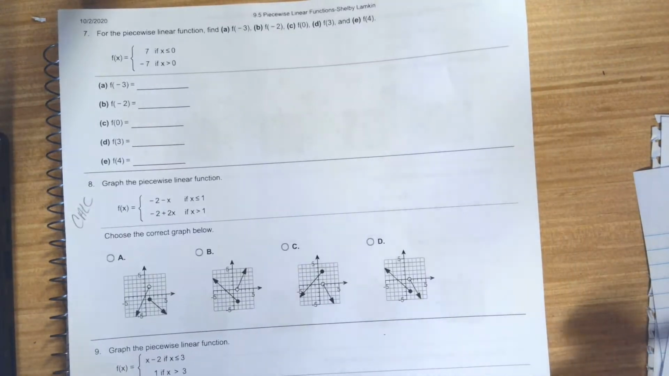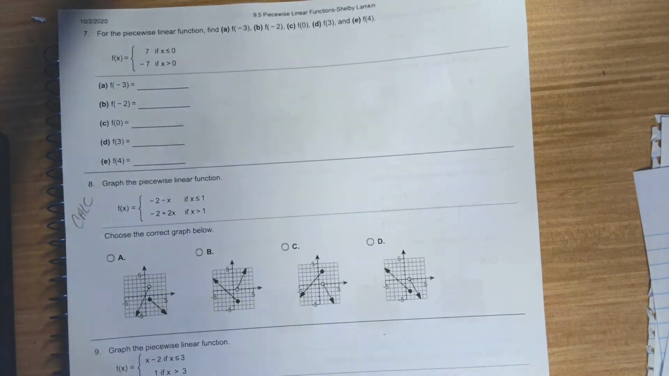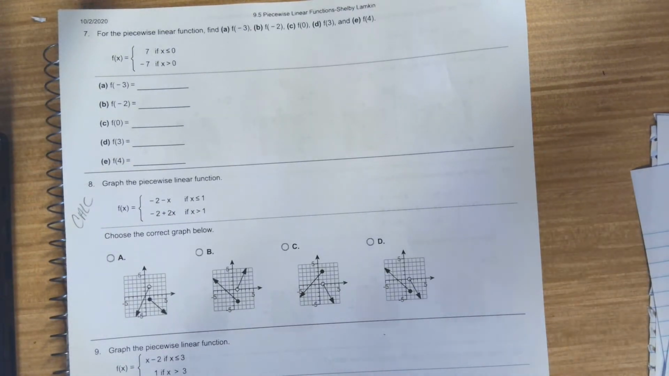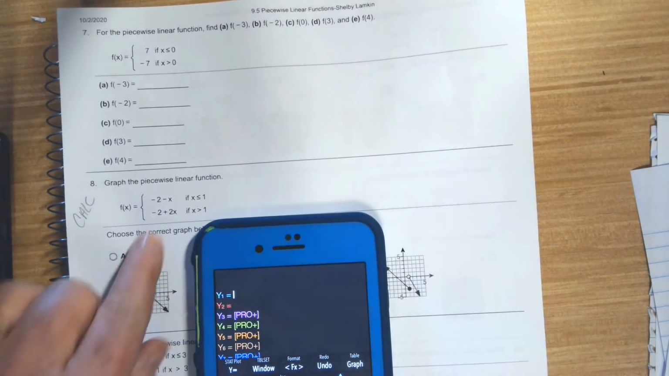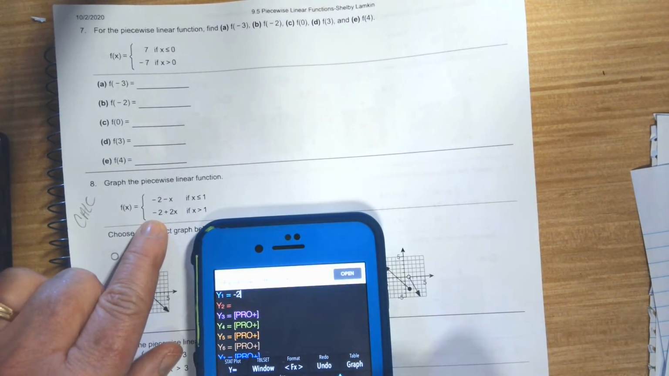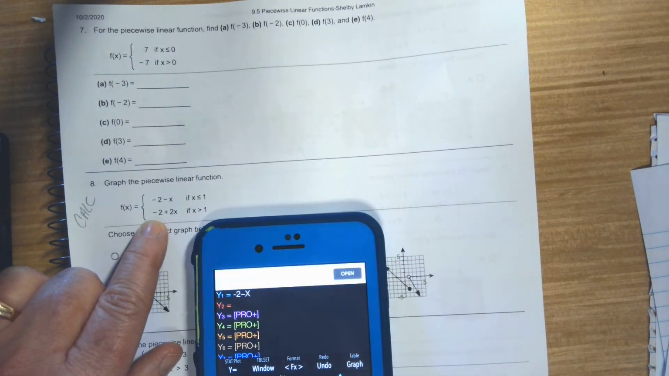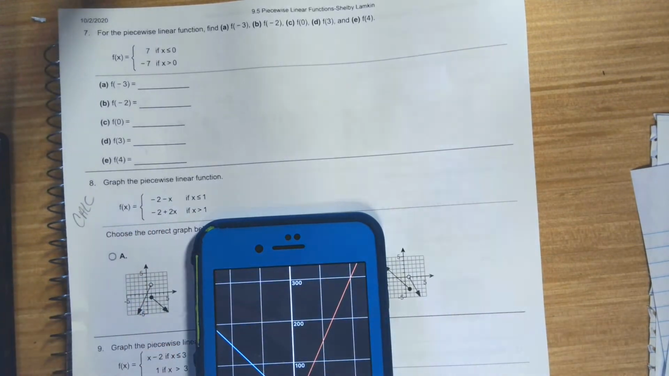Okay, graph the piecewise linear function. Guys, I would put this in my calculator. I don't have one handy, so I'm going to use the app on my phone. The app is called Calculator X. It was free, and it is as close to a graphing calculator as I have seen. So I'm going to clear that out, and I'm going to enter negative 2 minus x in the first one. In the second one, it's negative 2 plus 2x. And I'm going to graph that.